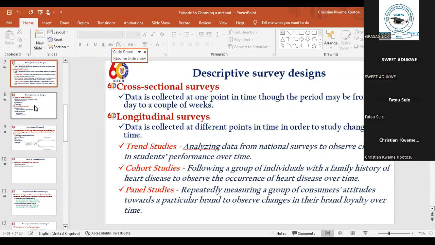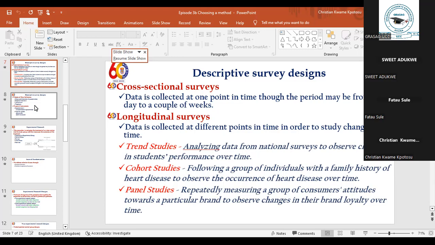From the presentation, the trend, cohorts, plus the panel, they are all talking about collecting the data over a period of time. They are all similar to me. Can you make a distinction among the trend, cohort and panel? All three studies are collected over a period of time. If there's a clear distinction between the three, how to differentiate them, I'll appreciate. Thank you.